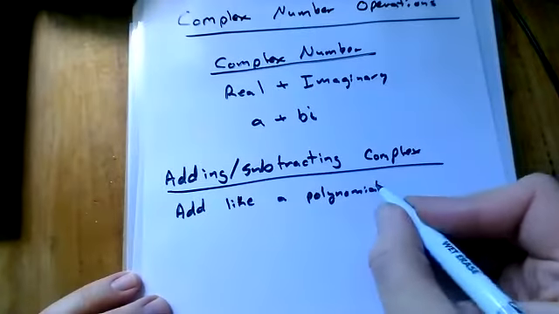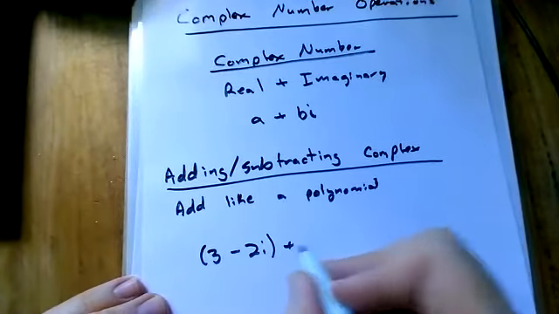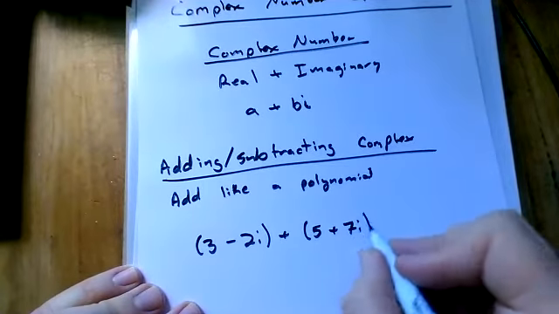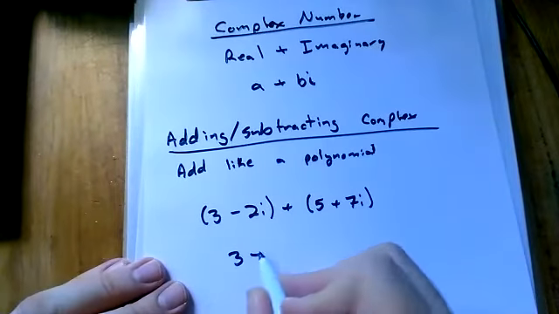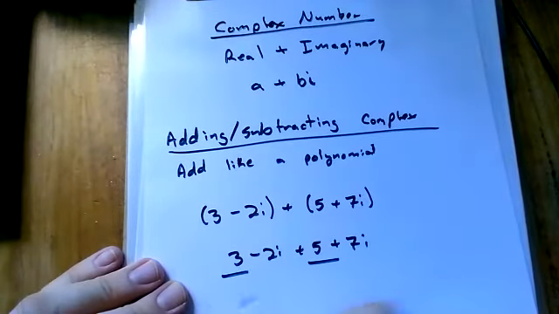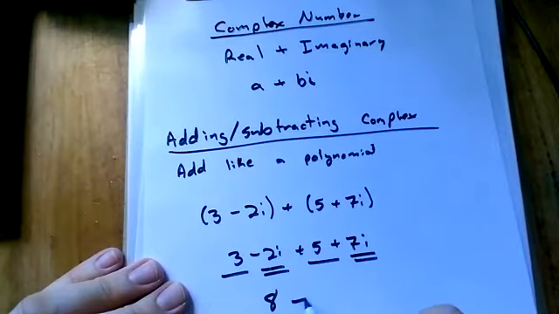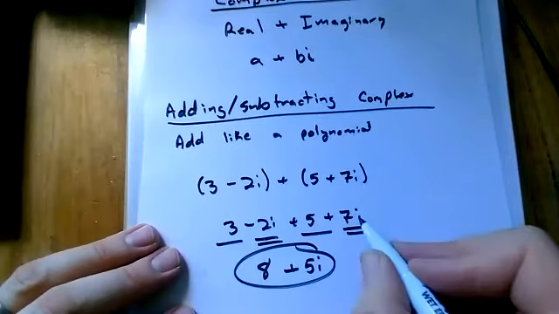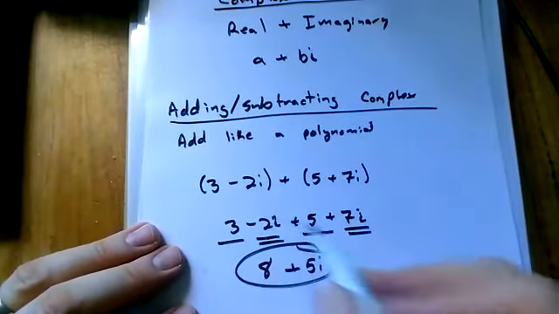So if I've got, say, 3 minus 2i, and I'm adding that to, say, 5 plus 7i, okay. Here, none of my signs are going to change, so this is going to be 3 minus 2i plus 5 plus 7i. 3 plus 5 is going to be 8. Negative 2i plus 7i is going to be plus 5i, and we're done. Just like adding or subtracting polynomials, our exponents don't change unless we're multiplying.